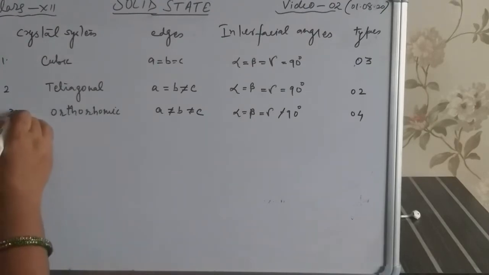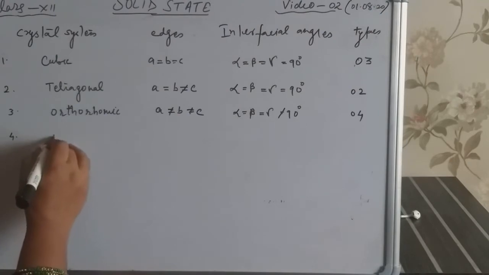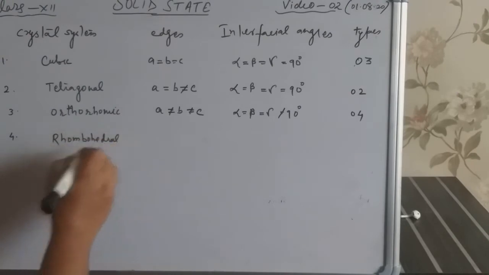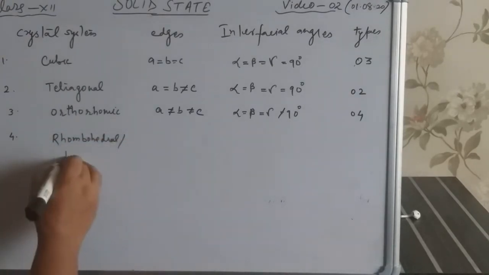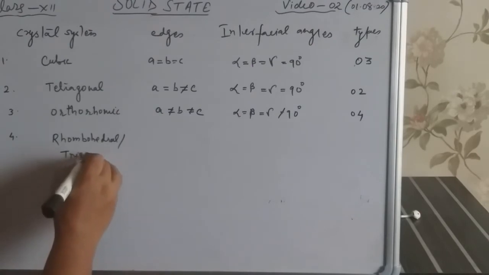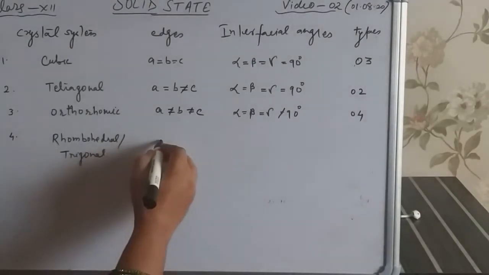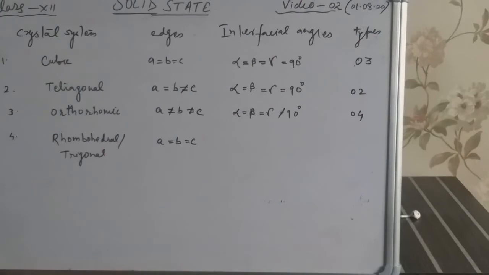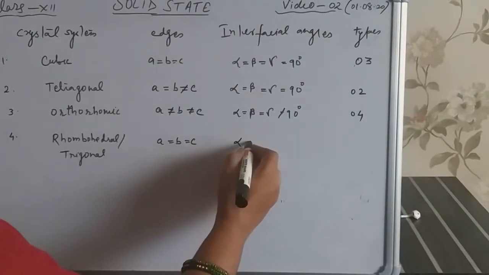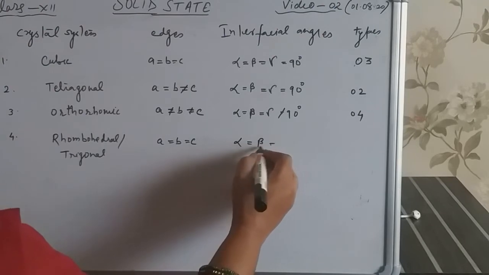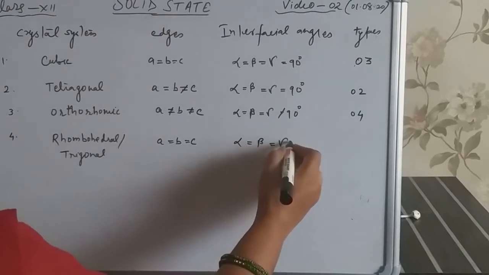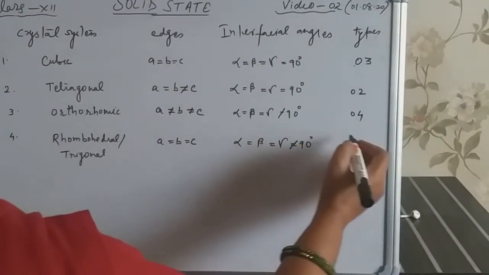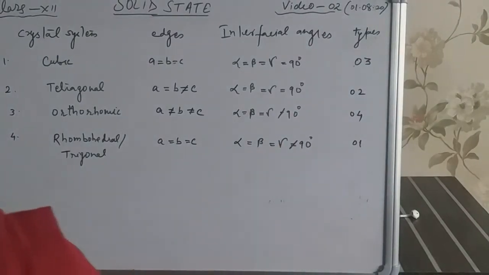The next one, number 4, is rhombohedral, also known as trigonal, in which a equals b equals c, but alpha equals beta equals gamma, not equal to 90 degrees, and the lattice form is 1.